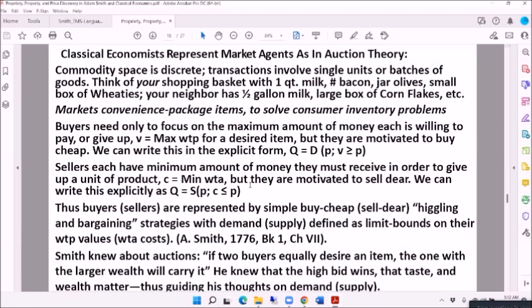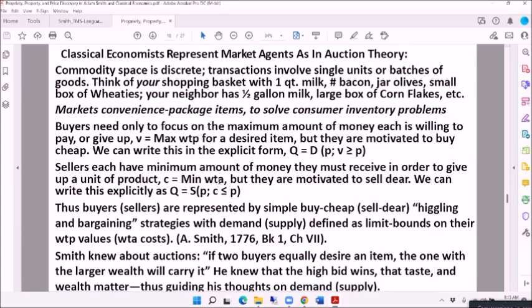So Smith models buyers and sellers by simple buy cheap, sell dear, higgling and bargaining strategies, where they're putting bounds on the amount they are willing to pay or willing to accept. And Smith knew about auctions. He doesn't analyze auctions in any one place in any of his work, but he makes side comments.